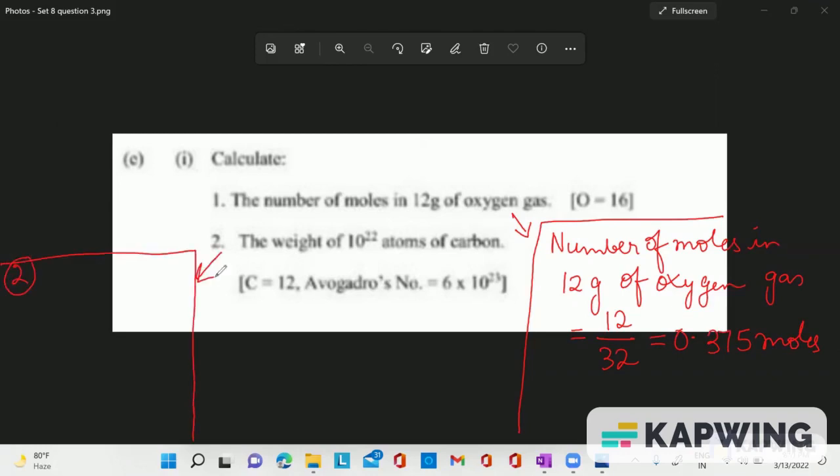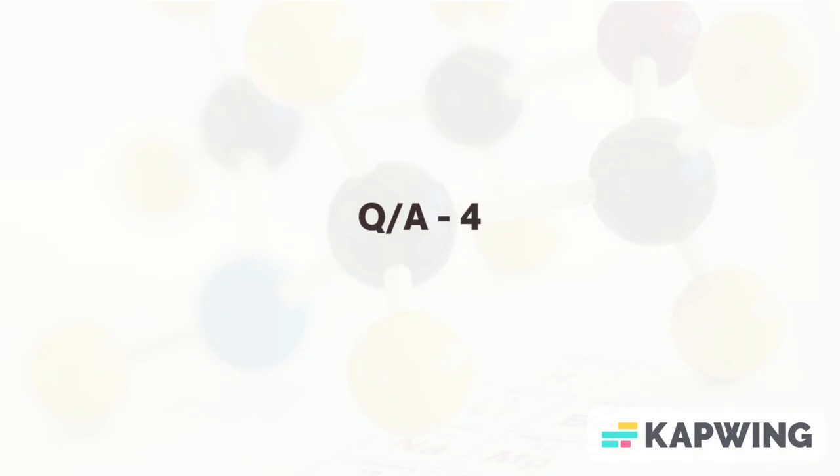The weight of 10 to the power 22 atoms of carbon. So over here, what we have to do, we have to find the weight of 10 to the power 22 atoms of carbon equals 12 into 10 to the power 22 by 6 into 10 to the power 23 equals to my 0.2 grams.